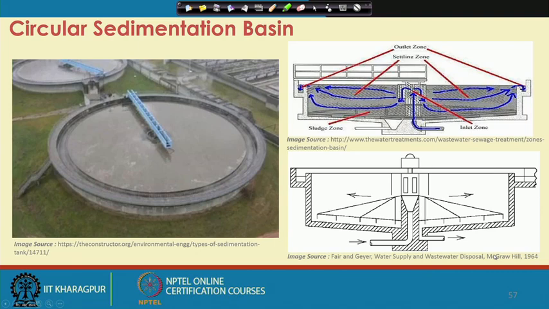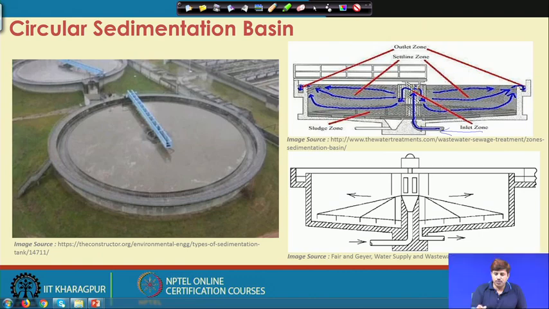Now, if you see the circular sedimentation basin, it is actually in a circular shape as can be seen here. The typical flow arrangement in a circular sedimentation basin would be like this. You will have an inlet from the bottom. So, circular sedimentation tanks are mostly upflow type. So, you will have the inlet from here and then the water is pushed from this point forward, it goes here. So, this becomes your inlet zone.